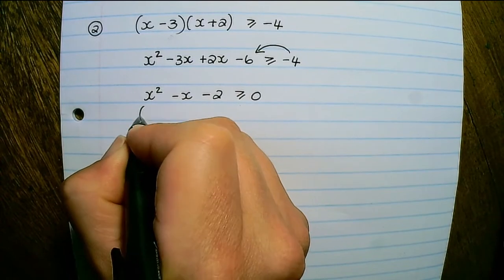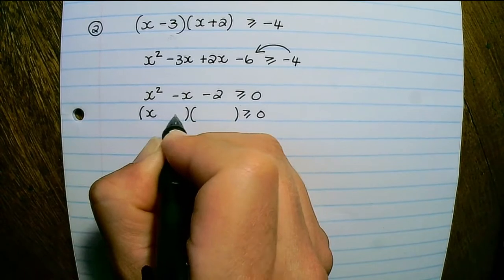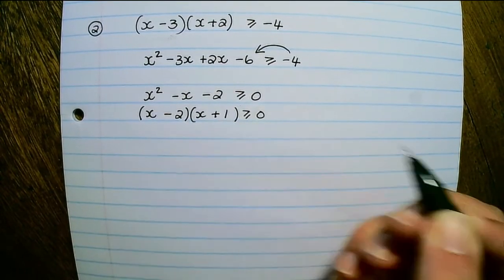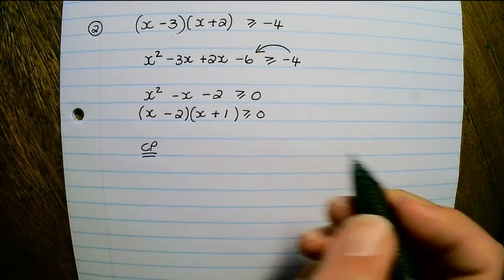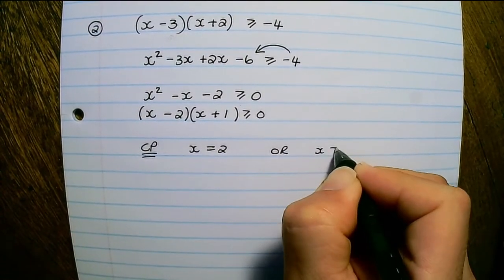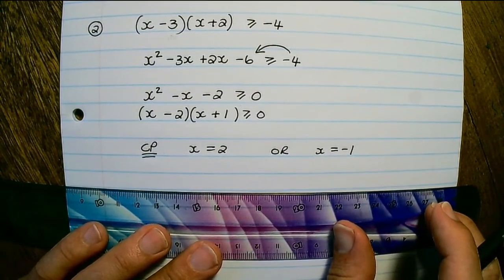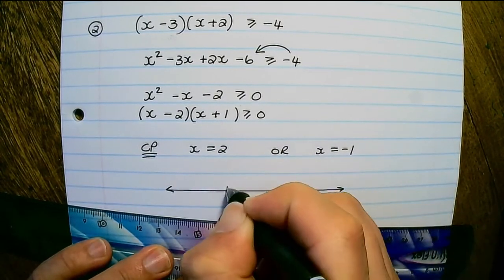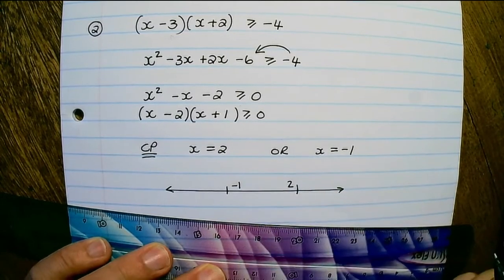Now I can factorize. It'll be (x minus 2)(x plus 1). Therefore, my critical points would be x is equal to 2 or x is equal to negative 1. Now let's represent them on the number line. Remember, the smaller value goes on the left, so negative 1 is on the left and positive 2 is on the right.